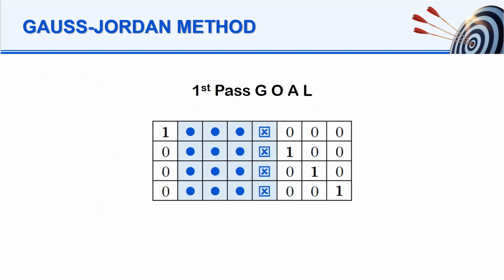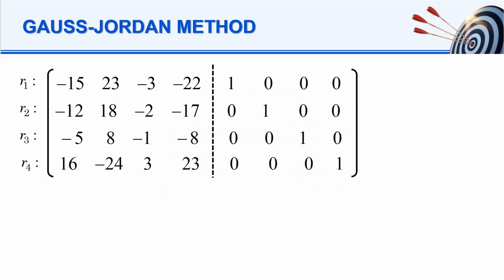The goal of the first pass is to create the first column of the identity matrix through row operations. Since the row operations are applied to a row as a whole, naturally the fifth column elements will also be altered. The augmented matrix for this example is as shown.